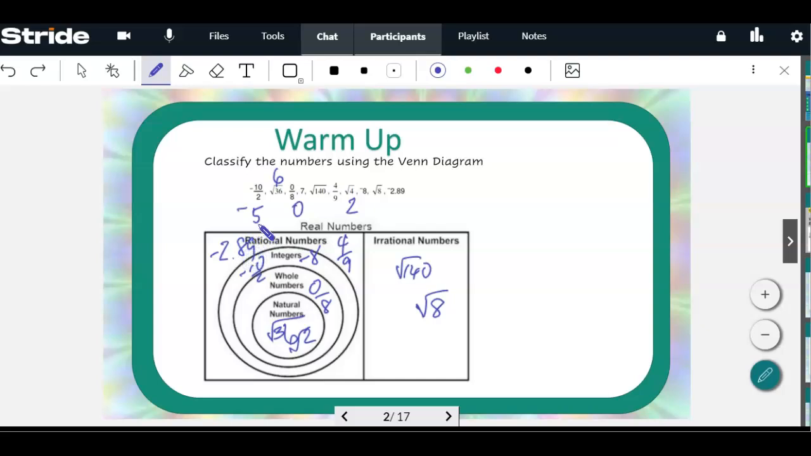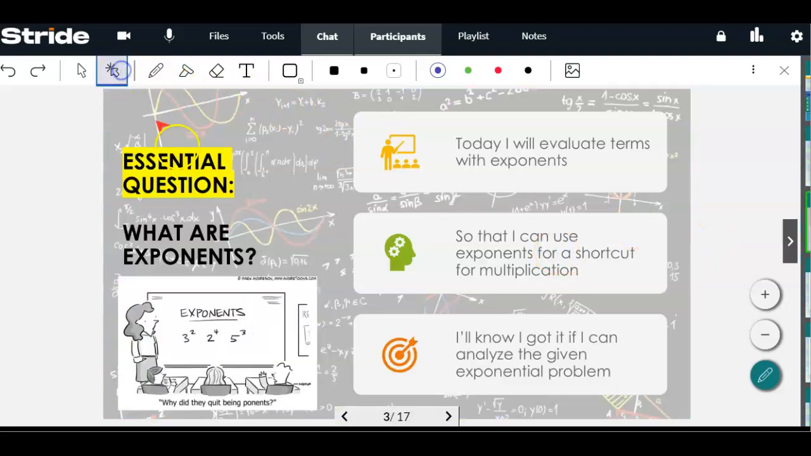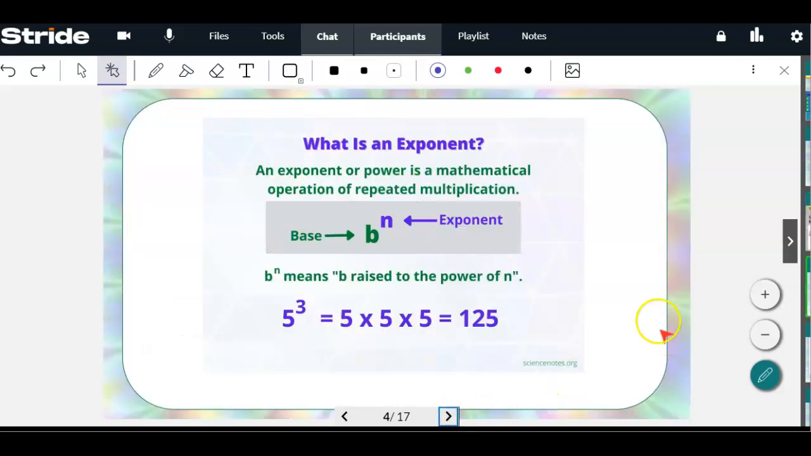All right, hopefully that all makes sense to you. Let's go ahead and look at what this lesson is going to cover. The essential question is, what are exponents? Today I will evaluate terms with exponents so that I can use exponents as a shortcut for multiplication. I'll know I got it if I can analyze the given exponential problem. So let's just jump right in.